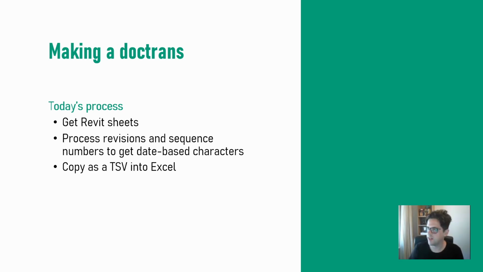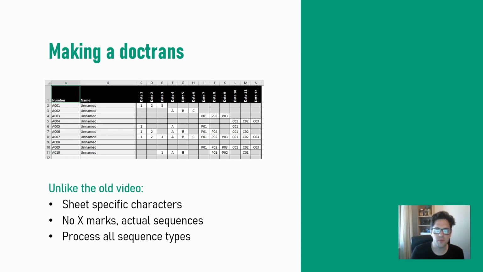We'll finally take this and copy it into a tab separated values string and copy that into Excel. So it's going to look a little bit like this. I do have a template file I'll be using, but you could just copy it into an empty Excel file and then format it to suit. But as you can see, each sheet is going to have date specific and sheet specific indices of revisions, and some of them will occur at different positions. So these are going to be sheet specific numbering sequences.